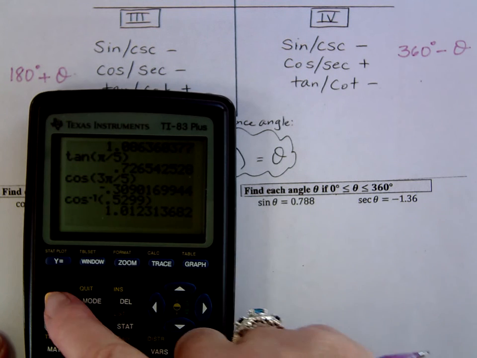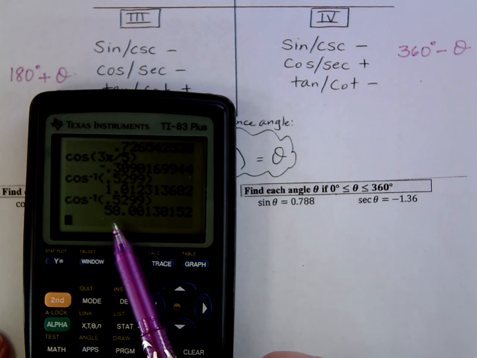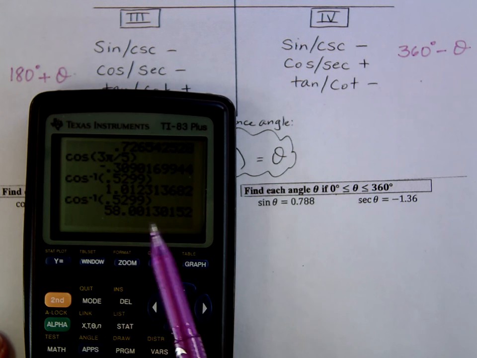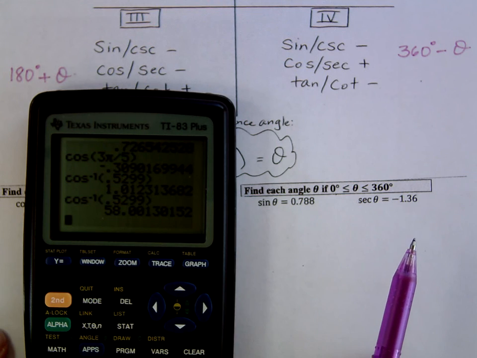Cosine to the -1, second cosine of 0.5299. And again, I'm putting in a positive 0.5299, not the negative that's on my paper. It gives me a value that's 58.001, and so on. Really close to 58. You can round that. It's close enough where you can round that one to 58 degrees.